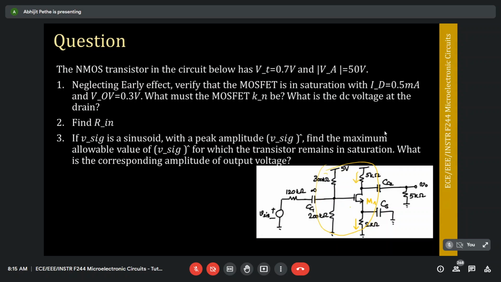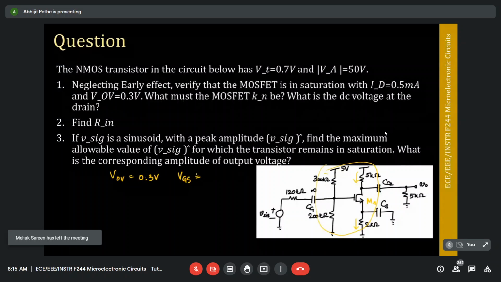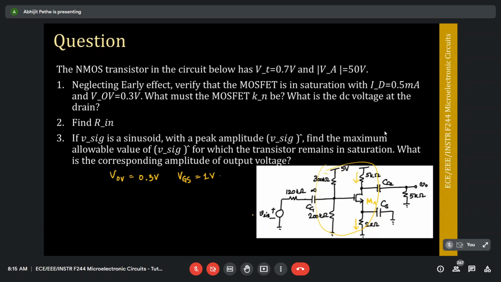Very simply, VOV is given to you, right? Overdrive is given to be 0.3 volts. So if overdrive is given to be 0.3 volts, what is VGS? It's 1 volt, right? Just tell me what happens here. VGS is 1 volt. That is the voltage from this point is 1 volt.